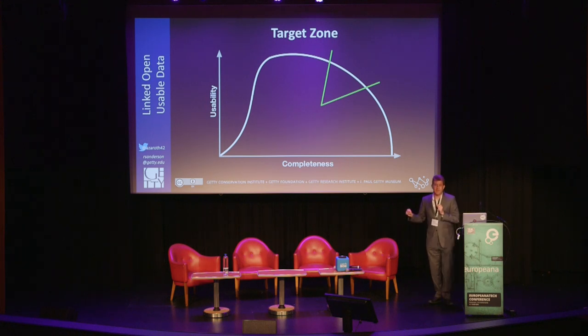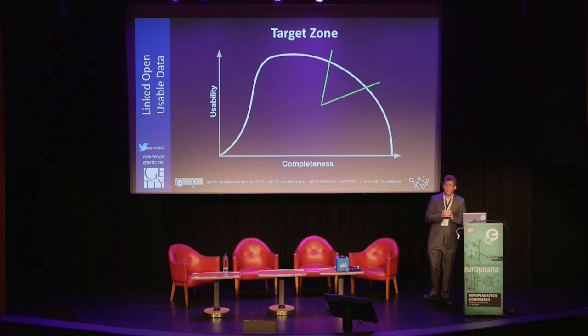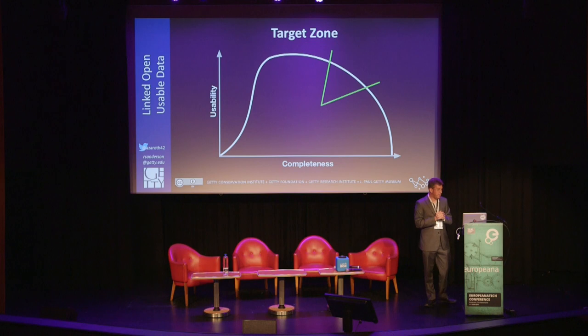So there's a target zone that we should be aiming for in our design of ontologies, and thereby the design of APIs, which is to maximize the area under the graph. Right, so the most joint usability and completeness, as usable and as complete as possible together.